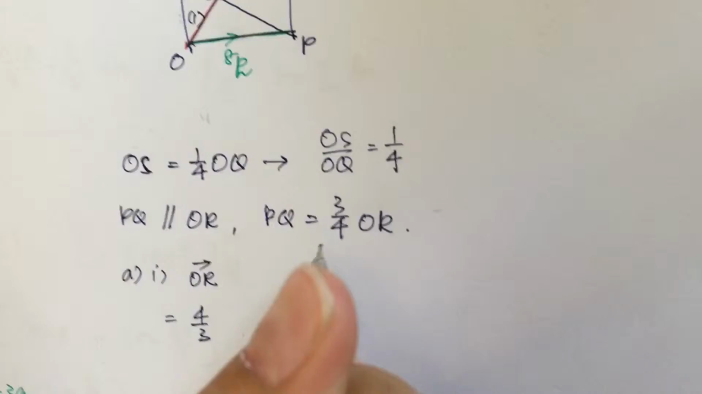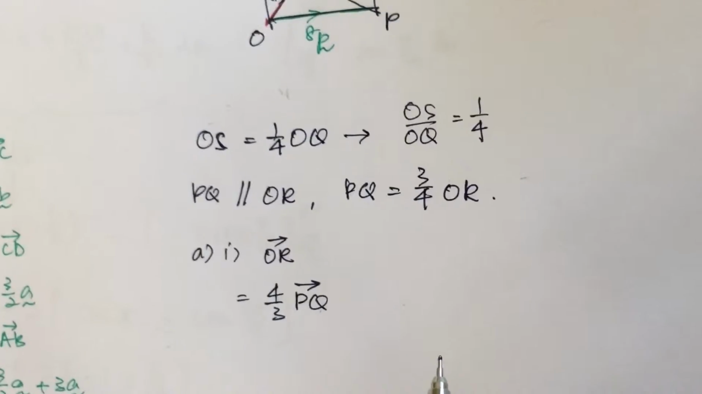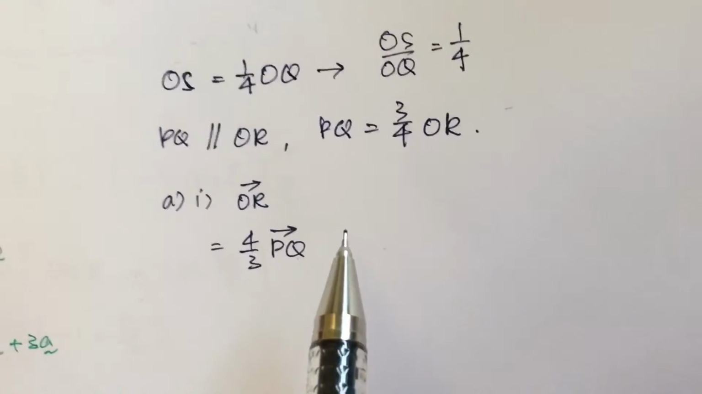Why? Just bring over PQ. Sure, that's parallel, is it? Yeah. Okay? Because they already mentioned that they are parallel.